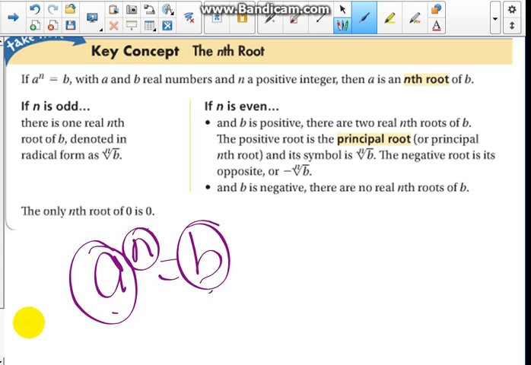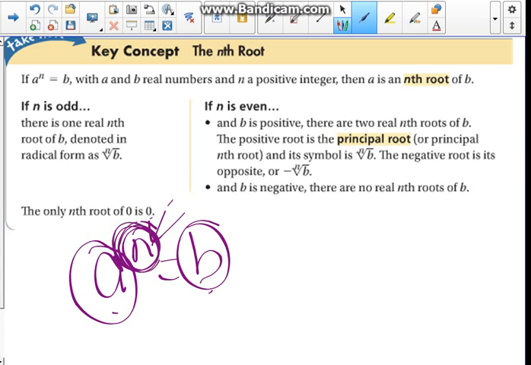Now there are some properties that apply to this. If this n is an odd number, an odd power, then we can say it has only one real root, one answer. And if this is an even number, then it's going to have 2 roots, one being positive, one being negative. We call the positive one the principal root, and the negative is just the opposite of that.